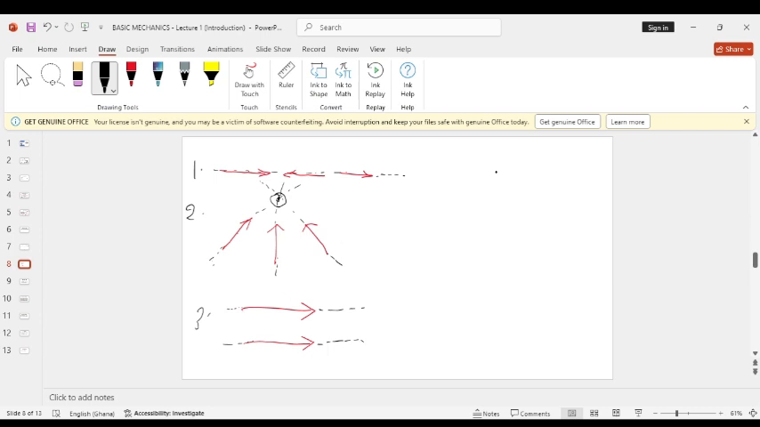Alright. Then the last but not the least, we are talking about the coplanar force system. For the coplanar force system, they all act in the same plane. They are all acting in the same plane. So assuming this is the plane, we have forces acting on that plane.